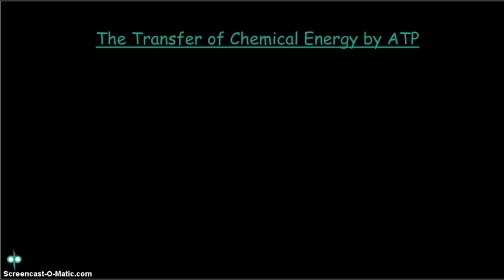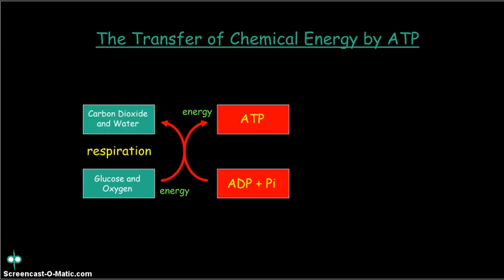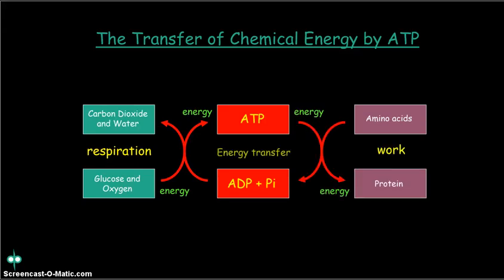Now, energy is transferred within a cell by way of a substance known as ATP. If we consider glucose and oxygen, the raw materials required for respiration to occur, the energy from the breakdown of the glucose through respiration is used to generate ATP. That ATP can then be used in other parts of the cell to carry out certain functions, different jobs, such as the synthesis of proteins from amino acids.